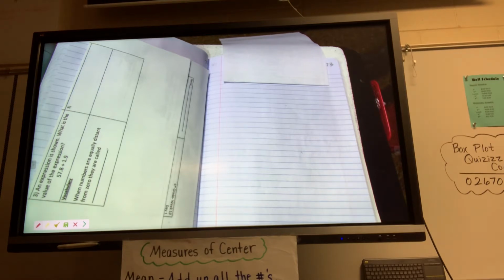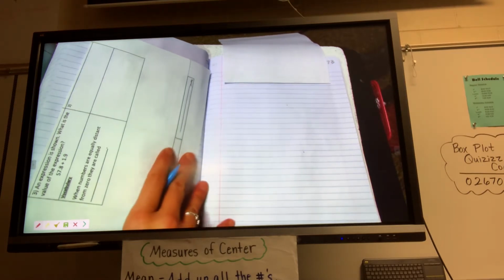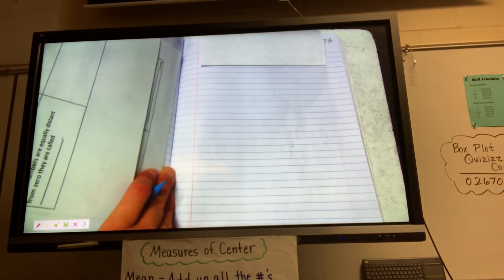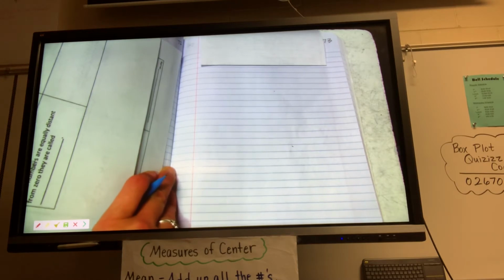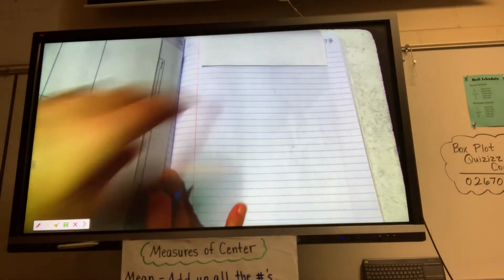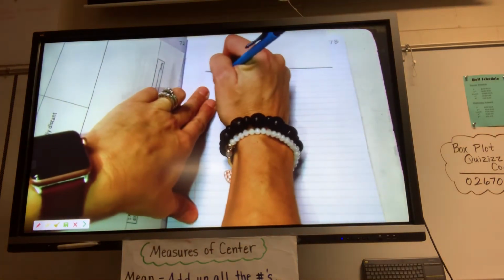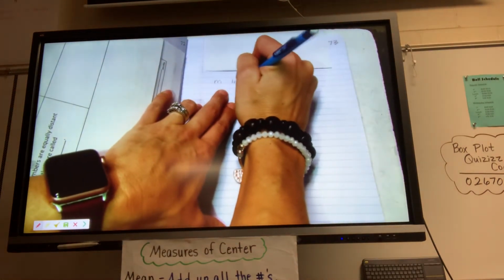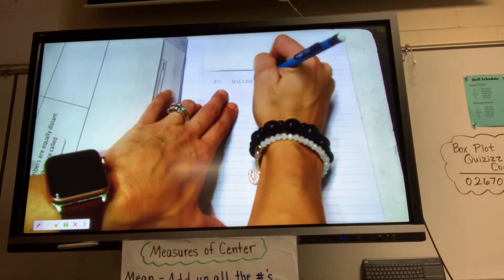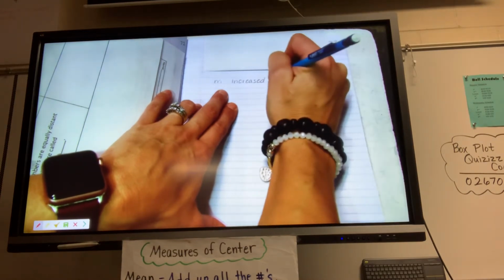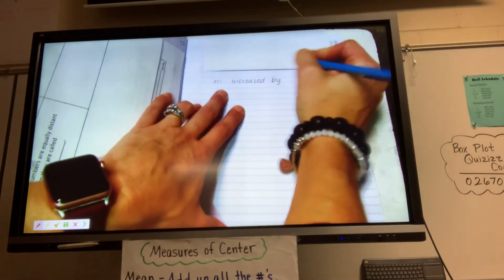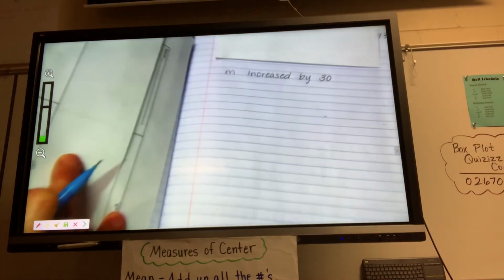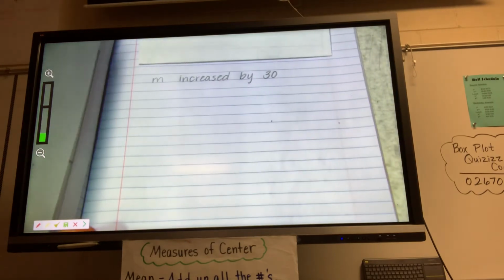So here's our first example that we're going to start writing on the notebook paper. This is how the problem is going to be presented. It may say M increased by 30. M increased by 30.